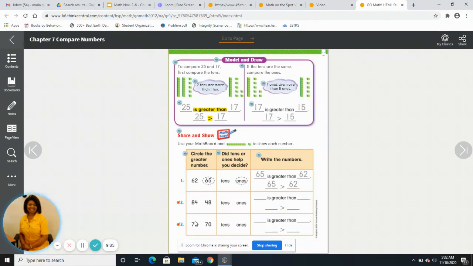So since they have a 7 in the tens place, we have to look to the ones place. So which number is bigger in the ones place, 2 or 0? It would be the 2. Therefore, 72 is greater than 70. We'll put 72 here. We'll put a 70 there.